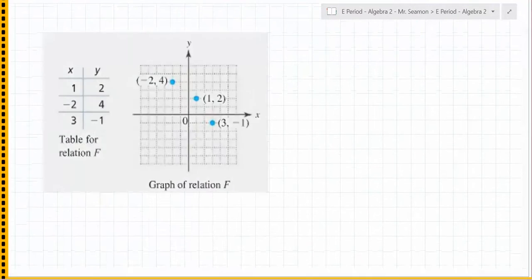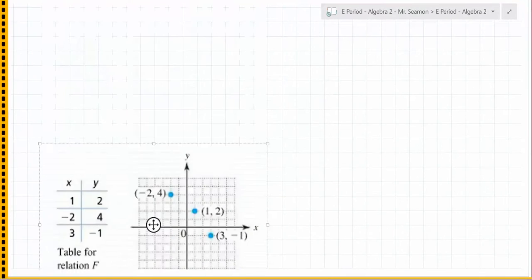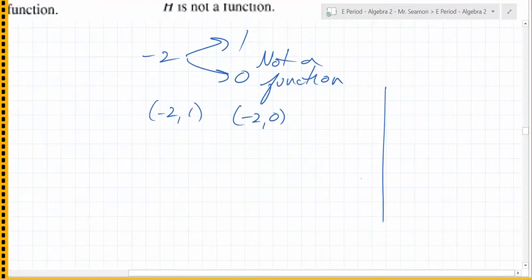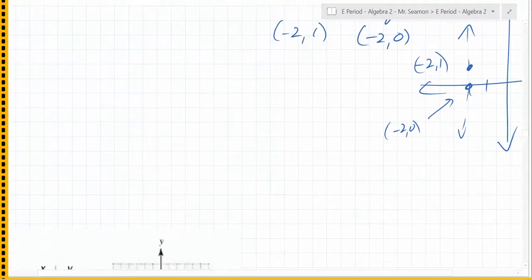Anybody want to take a guess? What does it look like if you graph those 2 points? They don't overlap directly, but what does it look like? They're on the same what line? Yeah, vertical line. There's negative 2, 1, and negative 2, 0 is right there. What are they on? The same vertical line. So we're going to get to something in vertical line land.